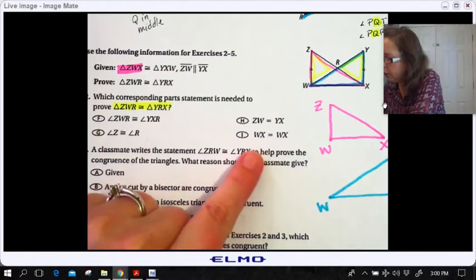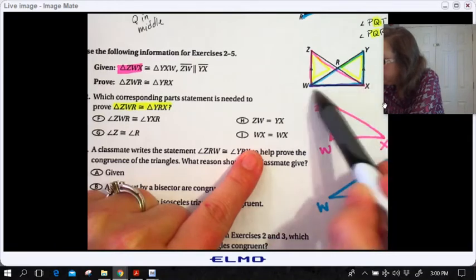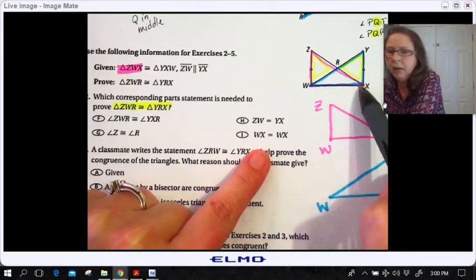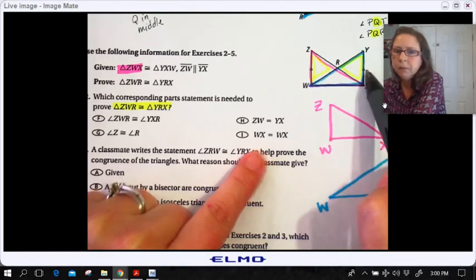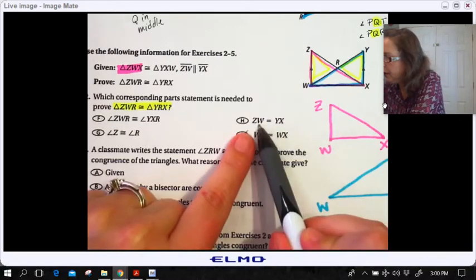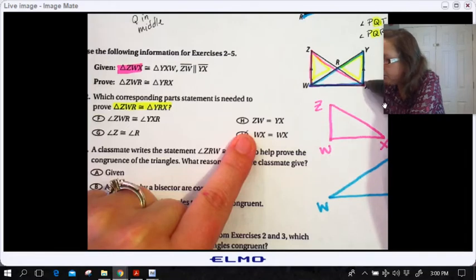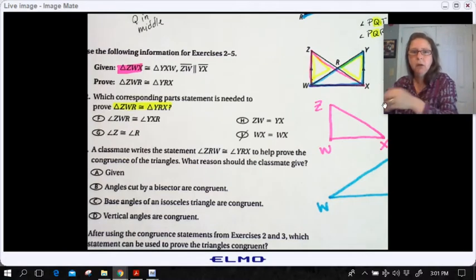So let's start with, I guess, WX is congruent to WX. Does that help me at all inside these little triangles? And no, it does not help, okay? What about ZW? ZW equals YX. Will that help me with corresponding parts? I'm not sure, but let's save it, okay?